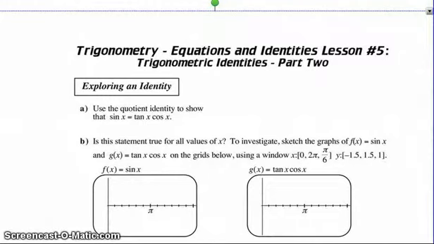We're Math 30. This is lesson 5, and this is where we dive right into trig identities. We worked on trig expressions, and now we go into identities. The first question asks us to use the quotient identity to show.